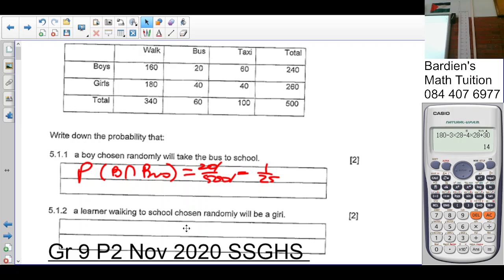Okay? A learner walking to school chosen at random will be a girl. Girl that walks is going to be 180 over 500. So 180 over 500 gives us 9 over 25. Okay.